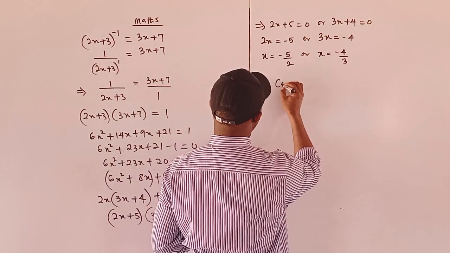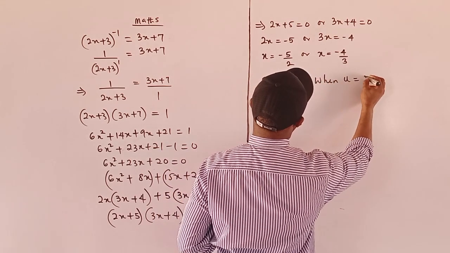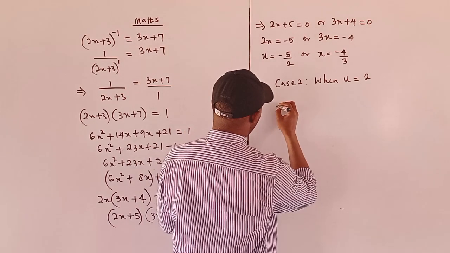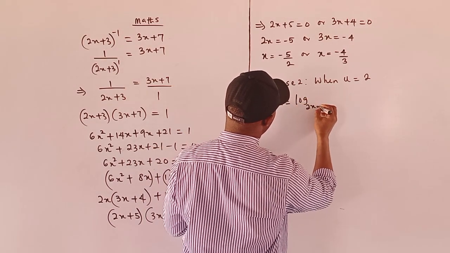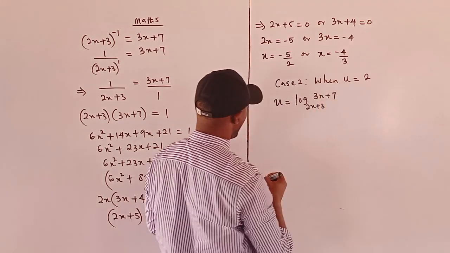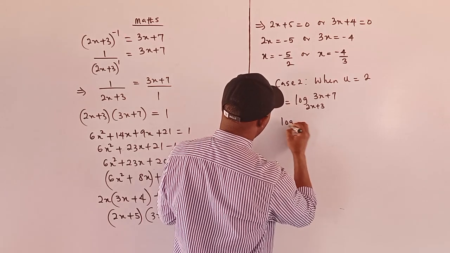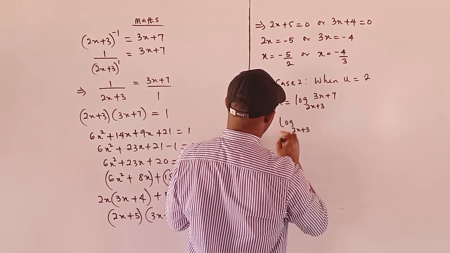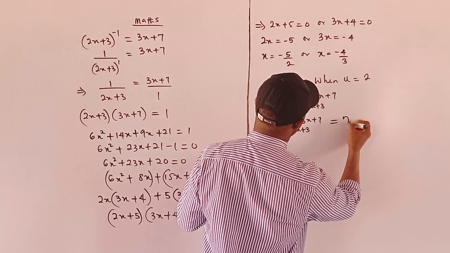Then we shall consider case 2, when u equal to 2. We know that u is equal to log to the base of 2x + 3 of the argument 3x + 7. If u is 2, we'll be having log to the base of 2x + 3 of the argument 3x + 7 equal to 2.